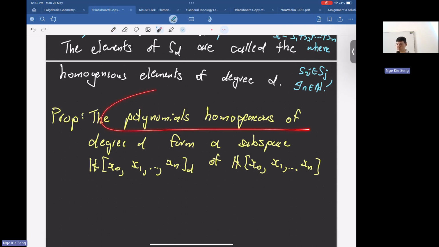Can you still recall what a polynomial of homogeneous degree D means? If you look at every monomial term, the total degree should be D. Sometimes we call it total degree, sometimes we just call it degree. The degree of a monomial is the sum of all the powers of these variables, the indeterminates.